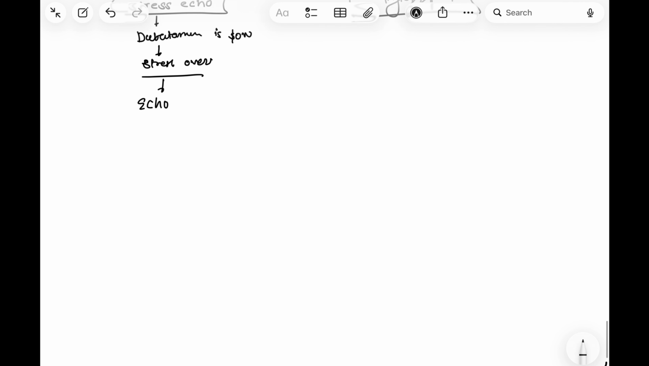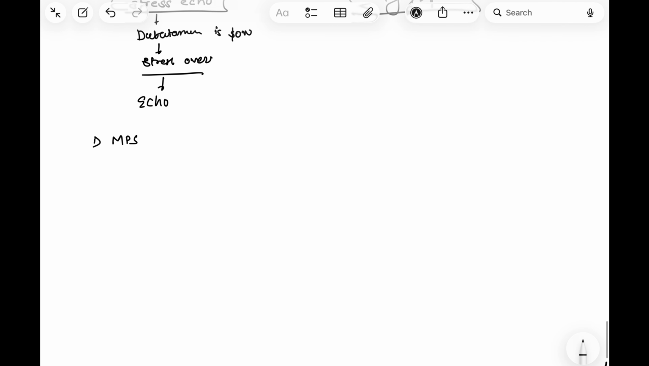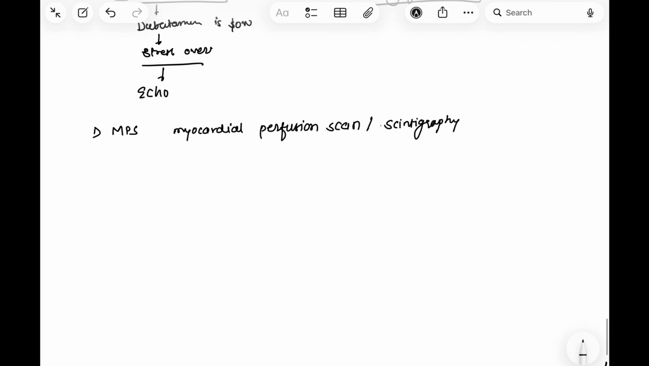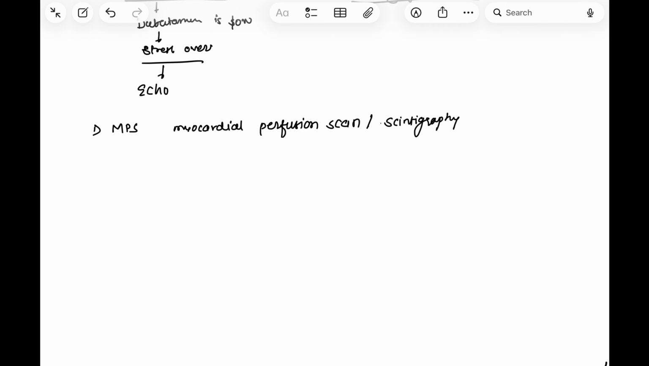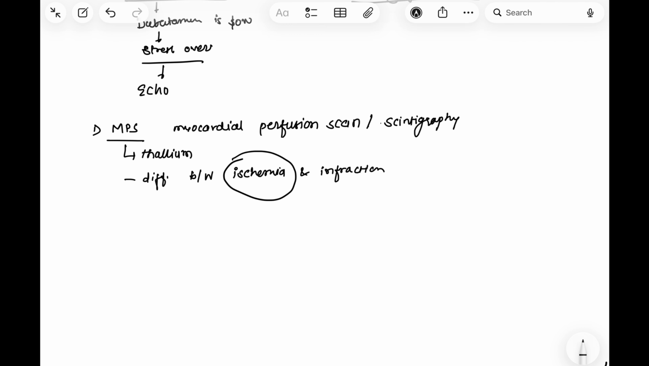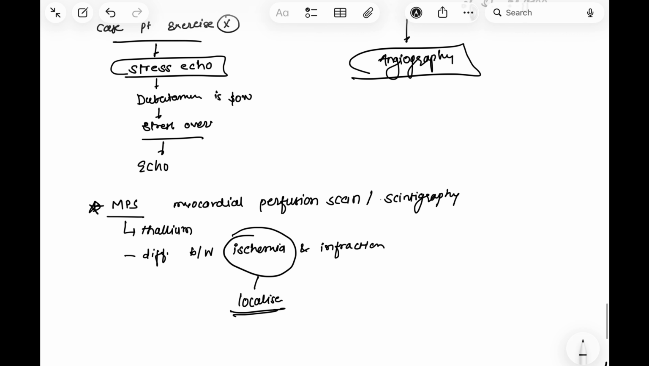There is also MPS, that is myocardial perfusion scan or scintigraphy. So what are the indications of MPS? The first thing is that MPS is done with thallium, right? It differentiates between ischemia and infarction. So localized ischemia we can identify with this MPS. So these are a few investigations that we can do in unstable angina.